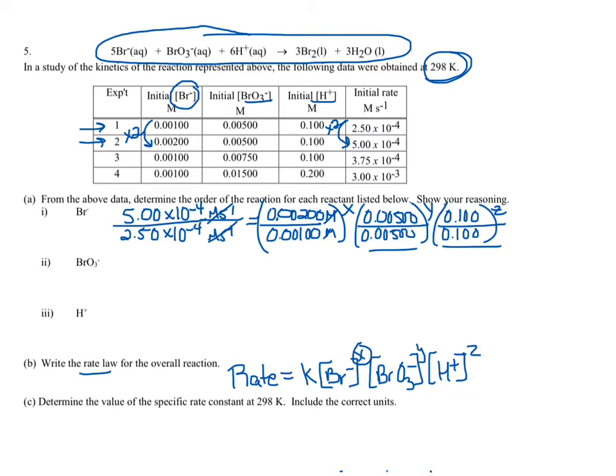So if I simplify this, I get 5 times 10 to the negative fourth divided by 2.5 times 10 to the negative fourth gives me 2. Okay, 0.002 divided by 0.001 gives me 2 raised to the x power. And if I want to write it in, it's times 1 to the y and 1 to the z, but those terms just cancel out. So my final equation here is 2 equals 2 to the x. What does x have to be? x has to be 1. The order of Br minus is 1.